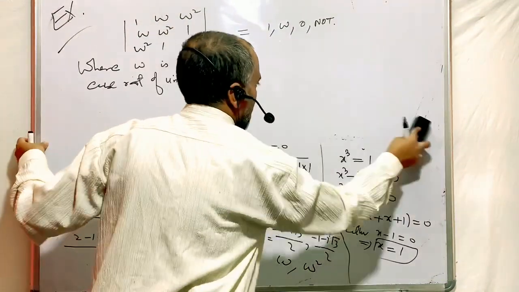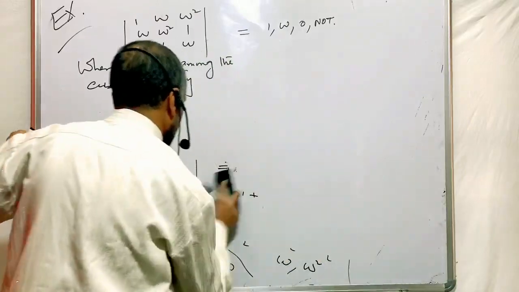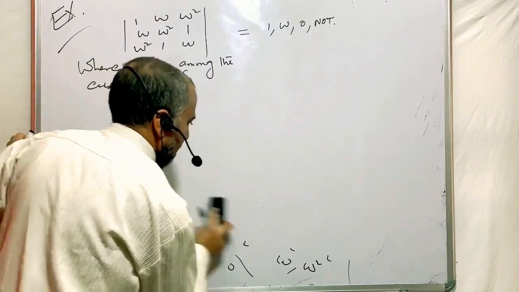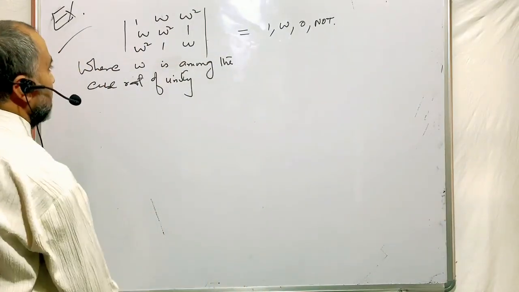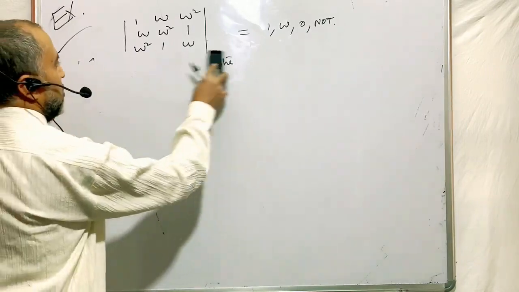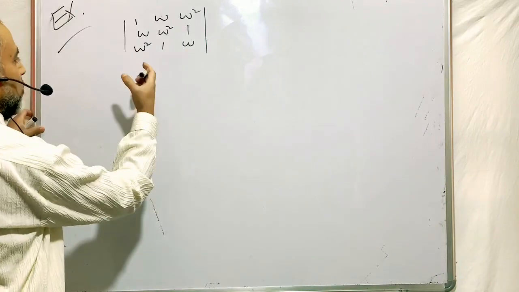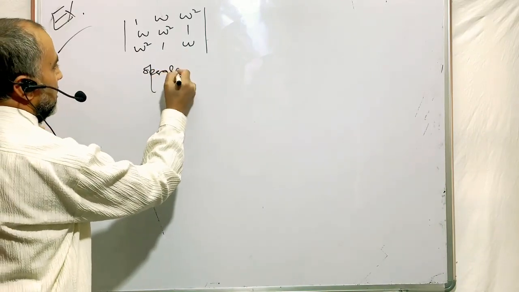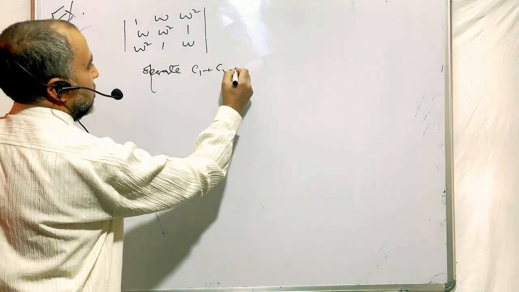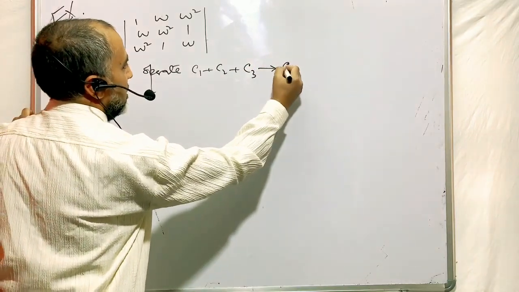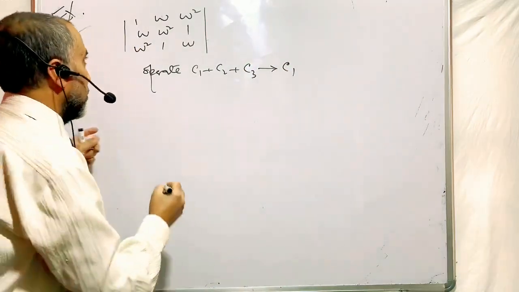Now we will discuss the question. Now look. Just in 5 seconds, we can discuss it. We can perform the operation C1 plus C2 plus C3. This is the operation for C1. We will perform this operation. What will we get?